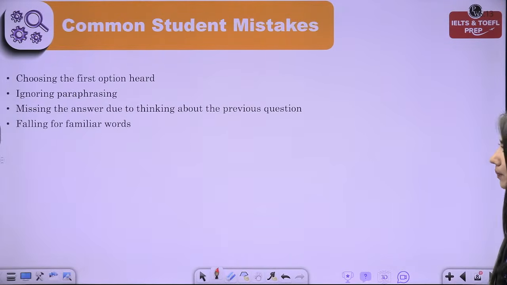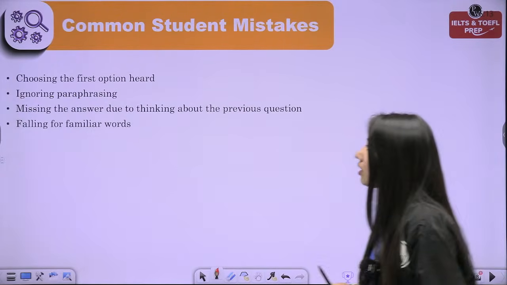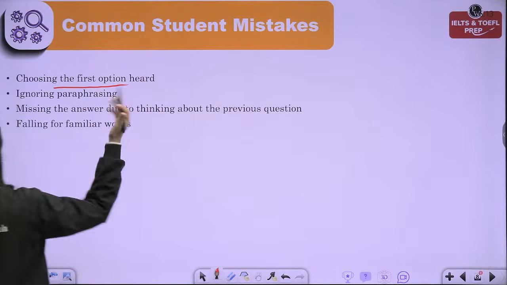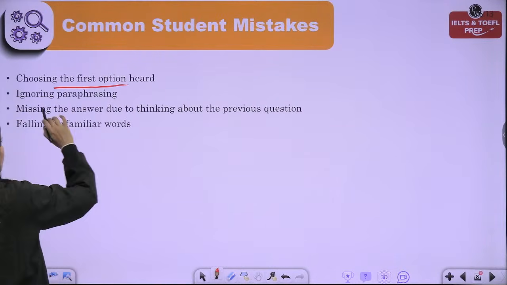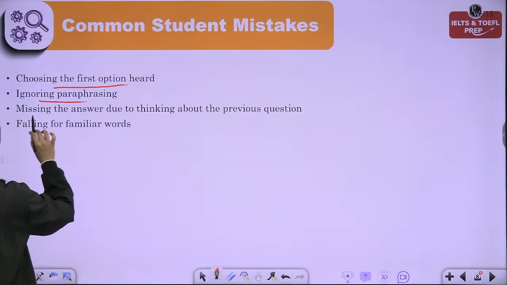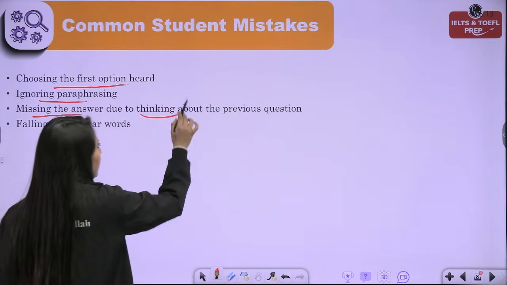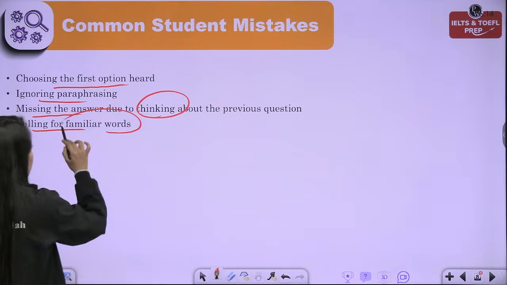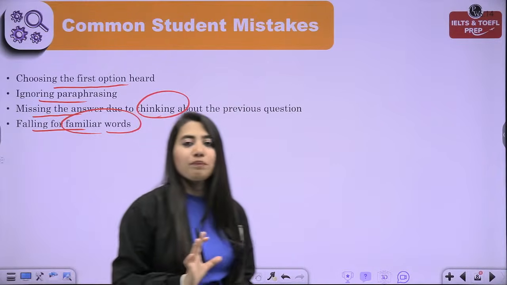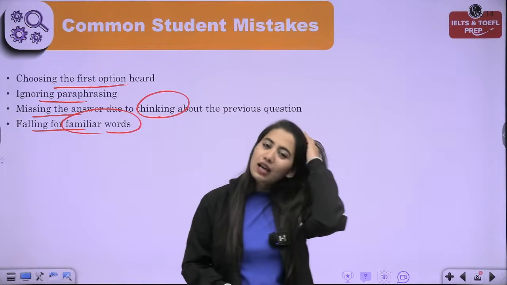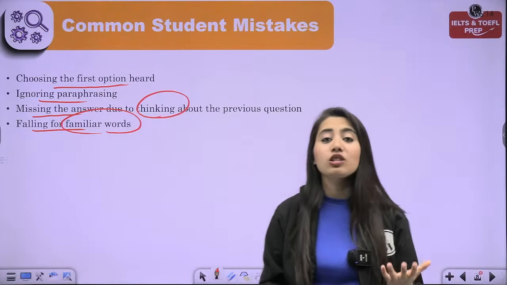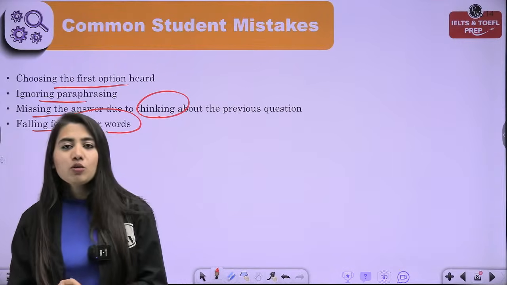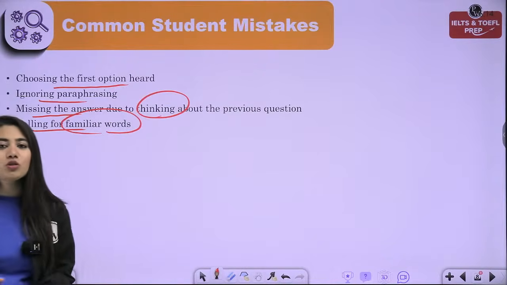Okay, fine. So common आपकी mistakes क्या रह सकती हैं कि choosing the first option, जो भी आपने सुना उसको मार्क कर दिया तुरंत, ignore कर रहे हो paraphrasing को, missing the answer due to thinking about the previous question, और following for the familiar words. ये नहीं होना चाहिए. जैसे कि in my last previous class only एक word था impediment. अब students weren't aware about this word, so because of this they didn't focus on that.